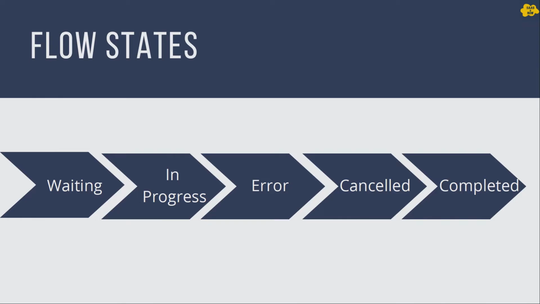A flow has different states which show the progress status of the flow. The first state is waiting. When a flow waits for any event to occur, the state will be waiting. Next is in progress, which means the flow is running. Then we have error, in which one of the actions failed and gave an error. Then we have the cancelled state, when a flow is cancelled and will not be triggered or run again. A user with write access can cancel a flow as well.